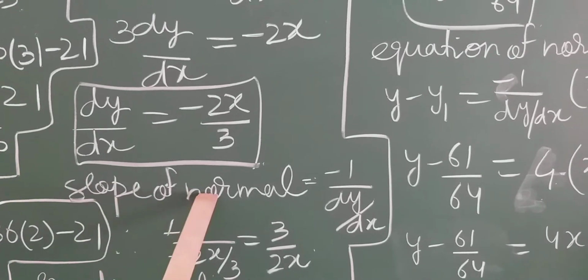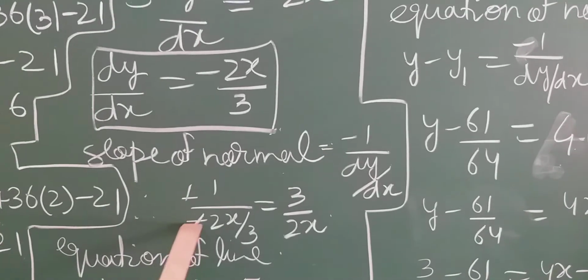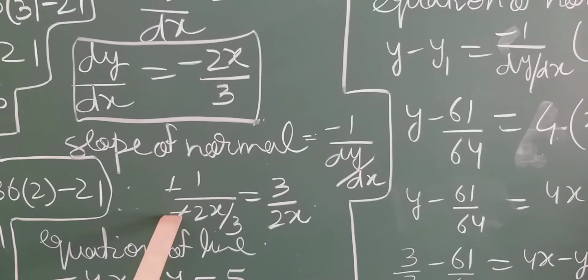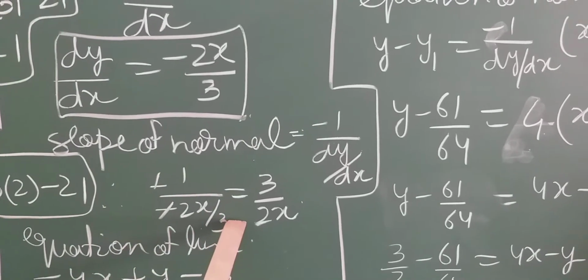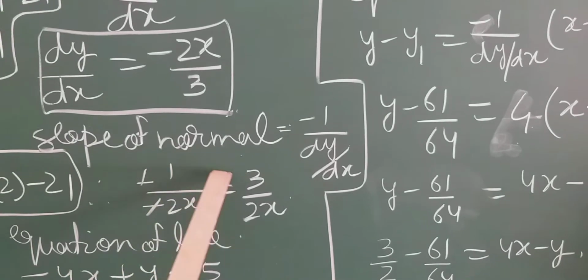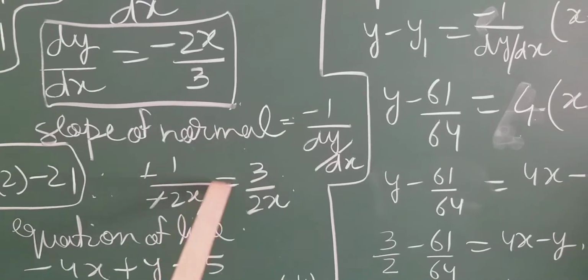Student, we know that slope of normal is minus 1 upon dy by dx. So minus 1 upon minus 2x by 3. Minus minus cancel, 3 will come up at the place of numerator. Then its slope will be 3 upon 2x. This is the slope of normal.